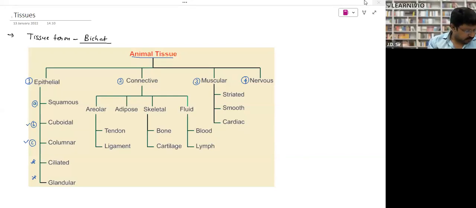Very good, excellent. As we have already discussed, a group of cells which perform a particular function, and they may or may not have originated from the same mother cell, we call them tissues, right? Okay. So fine.